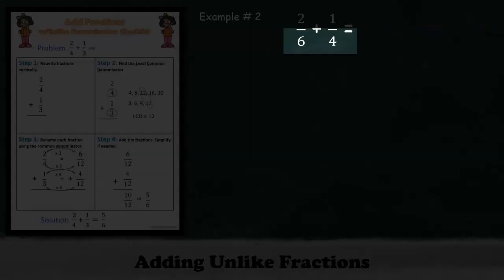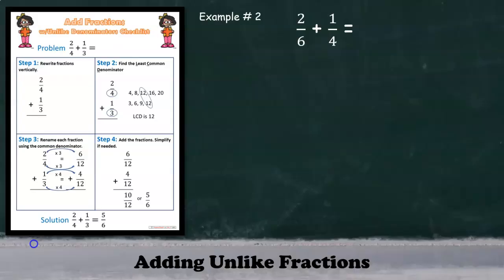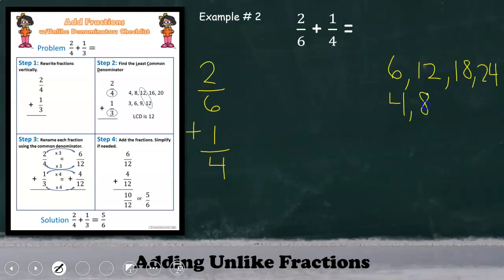In this next example, we'll be adding 2/6 plus 1/4. Recognizing that the denominators are not the same, make them equivalent fractions before adding. Step 1, we'll rewrite the fractions vertically. Step 2, we need to find the least common denominator. Students again may simply multiply 6 times 4. However, there is a common denominator that is even smaller. So let's go ahead and do some pre-work on the side. As we can see, 12 is the least common denominator.